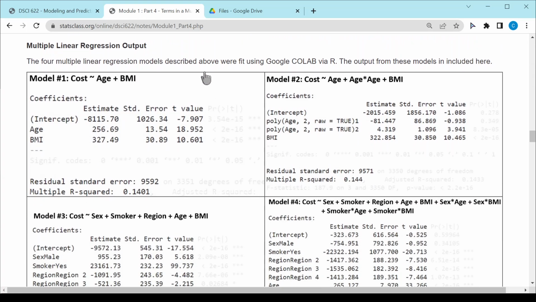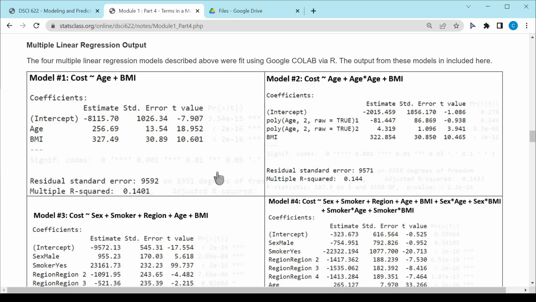Okay, so let's look at the multiple linear regression output for each of these models. So model 1 was the simplest one, where I just put age and BMI. And you can see that my R-squared here is at 14%. Not very good. Remember, the R-squared goes from 0 up to 100%. So an R-squared there of 14% is pretty low.